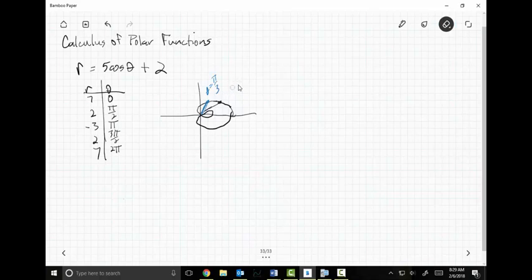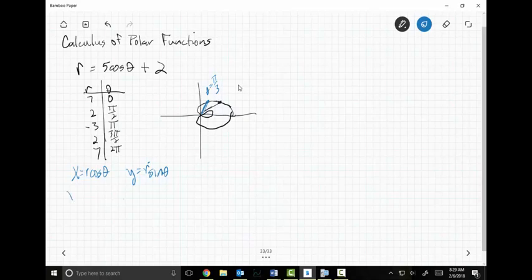Now, I don't really know what point that is, right? And if I'm going to find the equation of a line tangent in rectangular form, I kind of need to know the point. So remember, x is equal to r cos theta, right? And y is equal to r sine of theta. True? So I need a point. So the first thing that I'm going to do is find, I know what theta is.